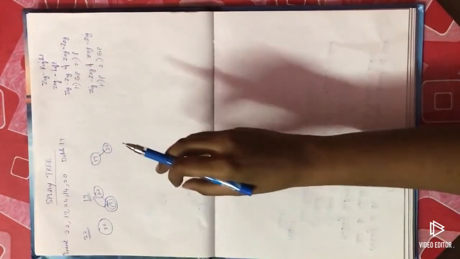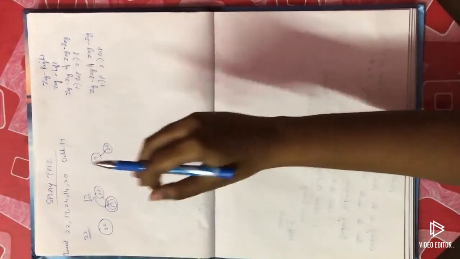So each and every time you are inserting an element at the appropriate position and making it the root. That is the algorithm for the splay tree. That is the method we are going to follow in a splay tree.